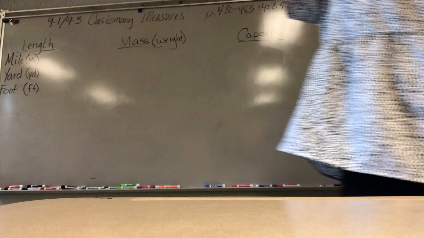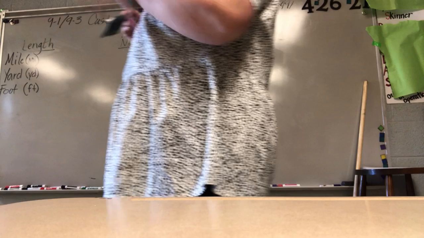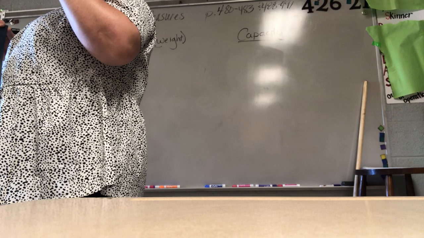Isn't there a centimeter on here, or is that metric? There is a centimeter if you turn it, that's metric. I thought you meant on my ruler. We're not doing millimeters. I'm just wondering how you spell it. M-I-L-L. Okay.